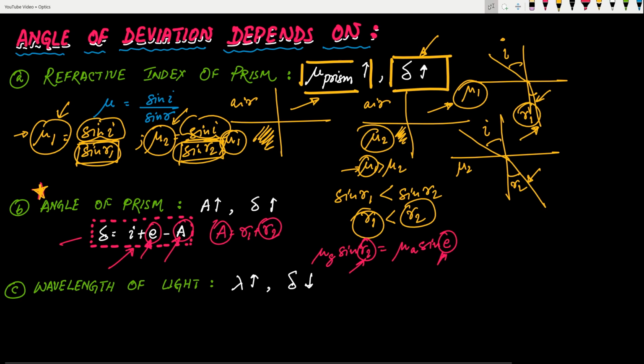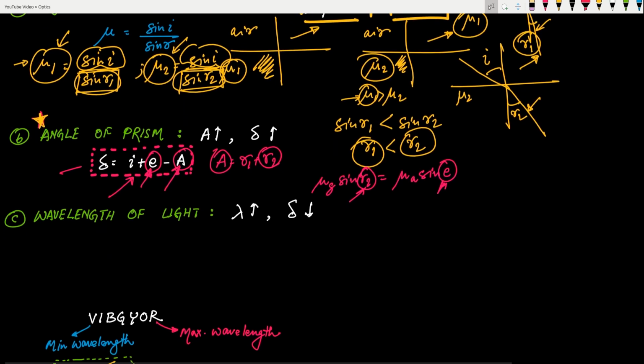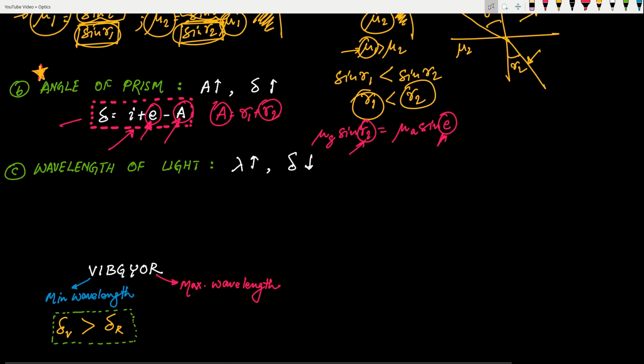Now let's move on to our third parameter, that is wavelength of light. It says that wavelength of light is inversely proportional to angle of deviation. Now why is this? We have seen that delta increases if refractive index increases. Now let's understand. We know refractive index is inversely proportional to velocity, isn't it? And we have seen this derivation that mu1 by mu2 is equal to v2 by v1. This has already been derived in my first concept of refractive index.